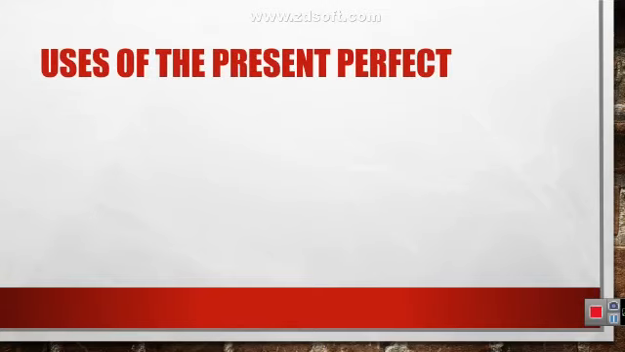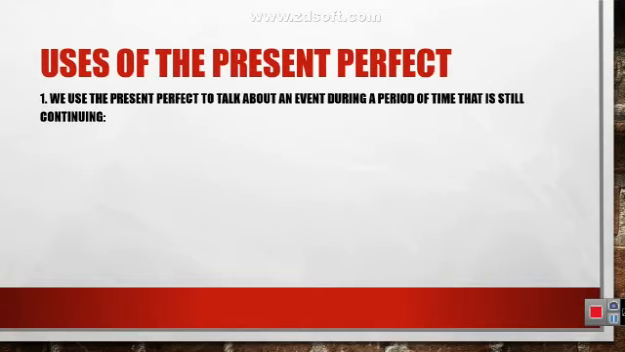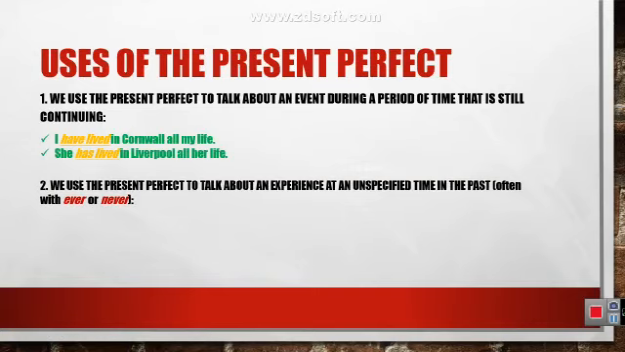Now, what are the uses of the present perfect? 1. We use the present perfect to talk about an event during a period of time that is still continuing into the present. For example, I have lived in Cornwall all my life, and I'm still living in Cornwall. She has lived in Liverpool all her life and she is still living in Liverpool.